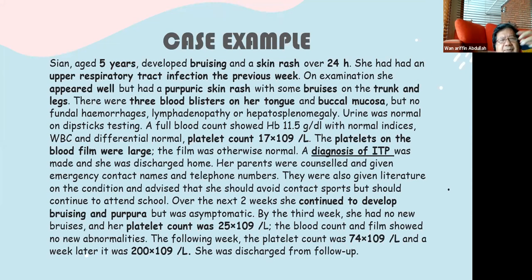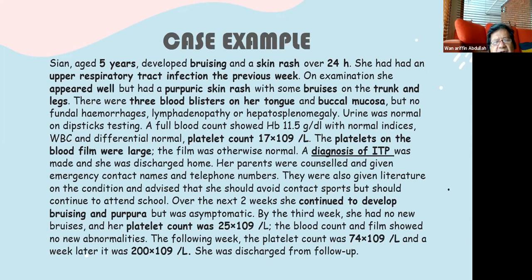So this is a typical presentation, typical age, preceding respiratory infection, and presenting with superficial bleeding, skin rash, and some blisters in the mucous membrane. Platelet count is very, very low, okay? Usually at presentation, they are less than 30,000 and all the others are normal. Platelets are large on blood film, young platelets, okay? There is increase in platelet production. So all the young platelets go out and that's why they are very large.